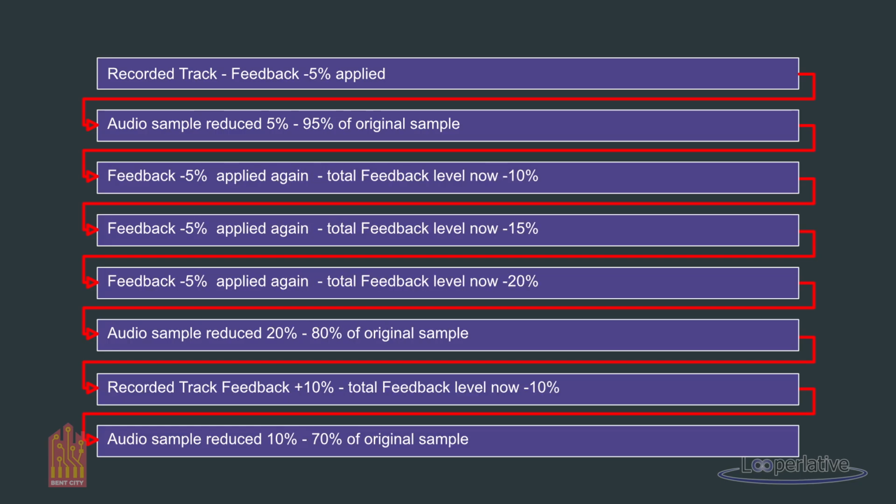For example, if you apply feedback -5%, the audio sample will be reduced 5% each time the loop repeats. If you then apply feedback -5% 3 times in succession, the feedback level now becomes -20%. If you then apply feedback +10%, the feedback will be -10%.